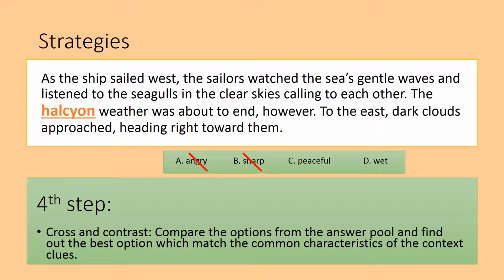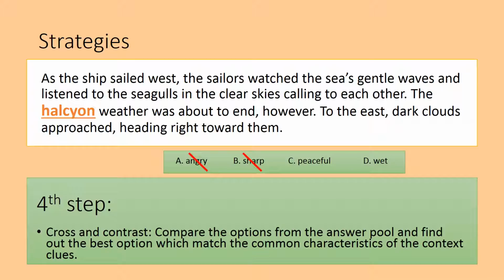Now we may go ahead and move on to the fourth step, which is to cross and contrast the information that we have gathered from the passage with the answer choices that are presented. Right off the bat, we can go ahead and cross out A, angry, and B, sharp, because these answer choices do not describe the weather. So we are left with C, peaceful, and D, wet. Both of these adjectives can be used to describe the weather.